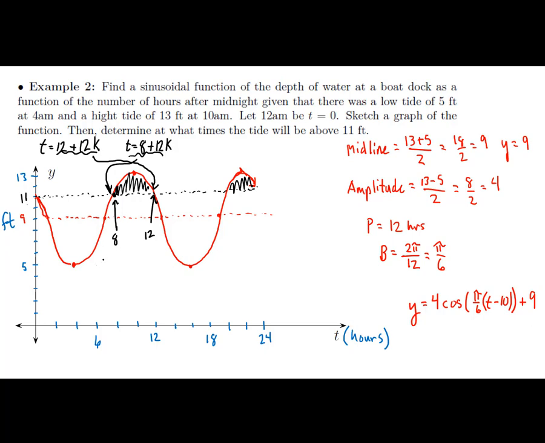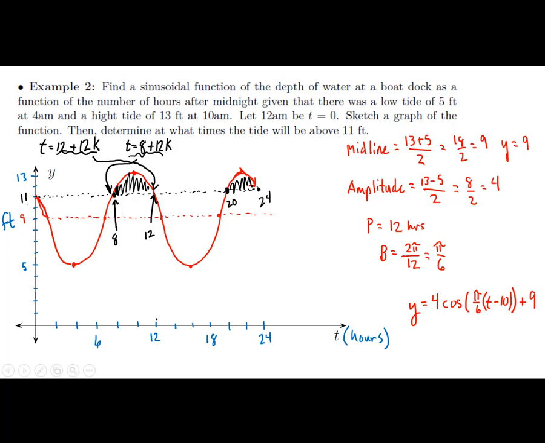So it looks like I've got this solution happening here and this solution happening on the other side, when k is equal to 0. What if k equals 1? If k equals 1, 12 plus 12 is 24. That puts me right at the end of my graph. And when k is equal to 1 here, that puts me at 20, which seems to put me right there. So it looks like if we are between these two intervals, with this being the lower and this being the upper, then you're always going to be above 11 feet.